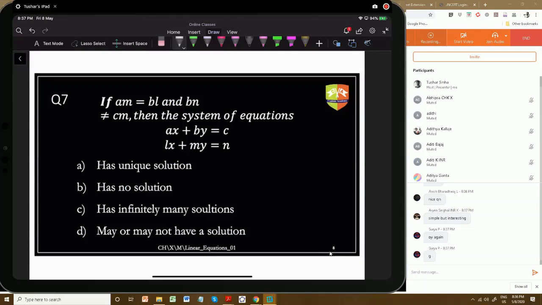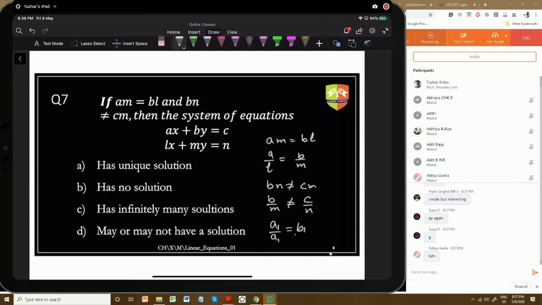So AM is equal to BL will give you A by L is equal to B by M, and BN is not equal to CM will give you B by M is not equal to C by N, right? And this is possible only when they are parallel lines. So it's basically satisfying A1 by A2 is equal to B1 by B2 but not equal to C1 by C2. So when that is true, it has no solution.